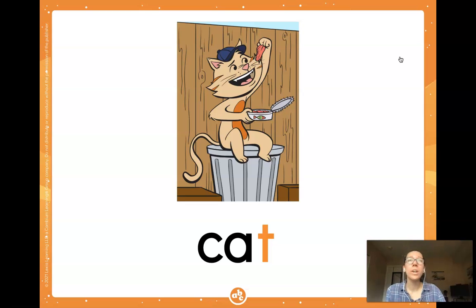Watch, what is the last sound you hear in the word cap? Good, the last sound is p, made by the letter P. So by changing the t in cat to a p, we change the word cat into the word cap. The word cap is spelled C-A-P and pronounced k-a-p, cap.